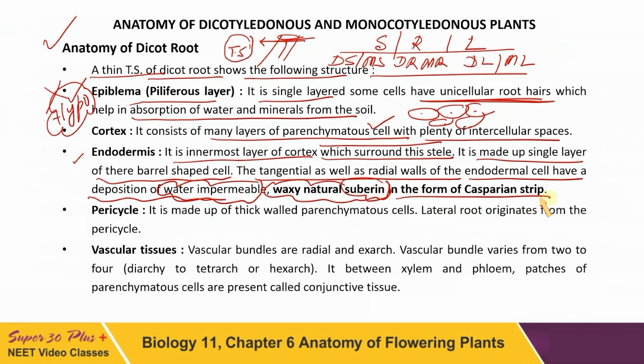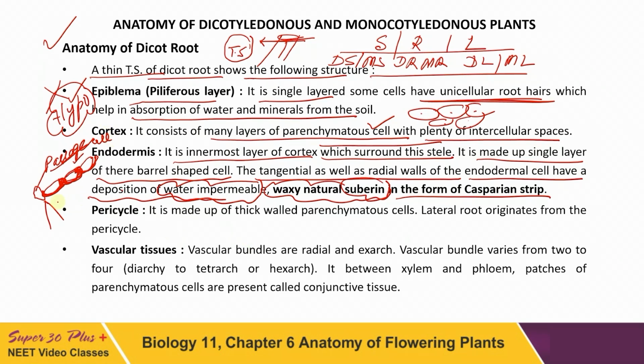You can see here what we mean by this. These are the endodermal cells. So these endodermal cells, on their radial and tangential walls, have this thickening. That thickening is known as Casparian thickening, right? And in between the endodermal cells, just in front of the protoxylem, the endodermal cells are thin walled, and these thin walled cells are called passage cells. These are called passage cells, okay?